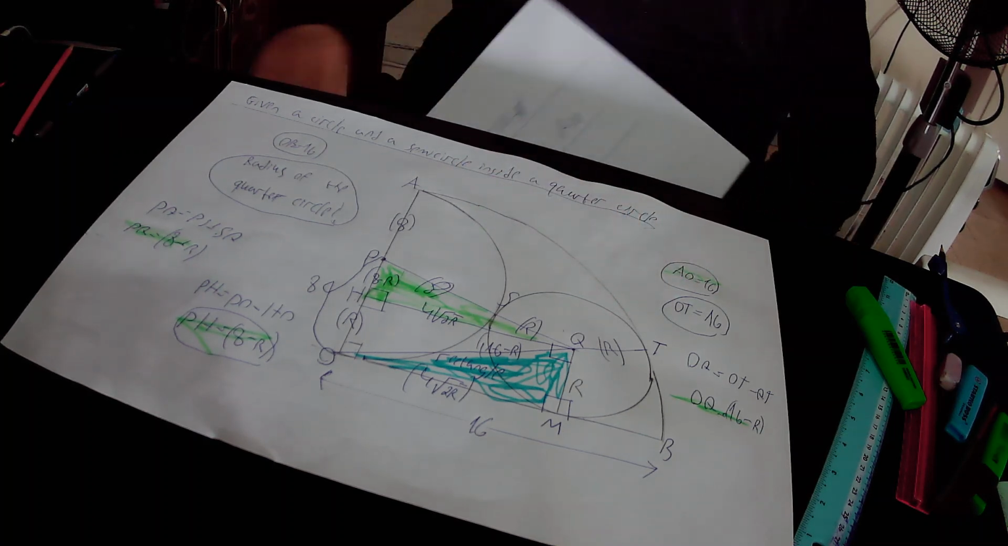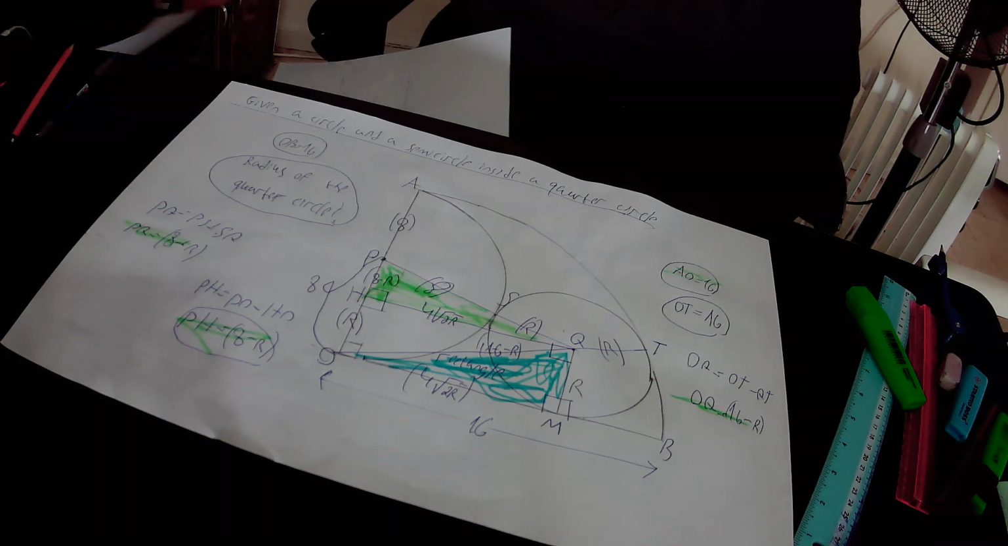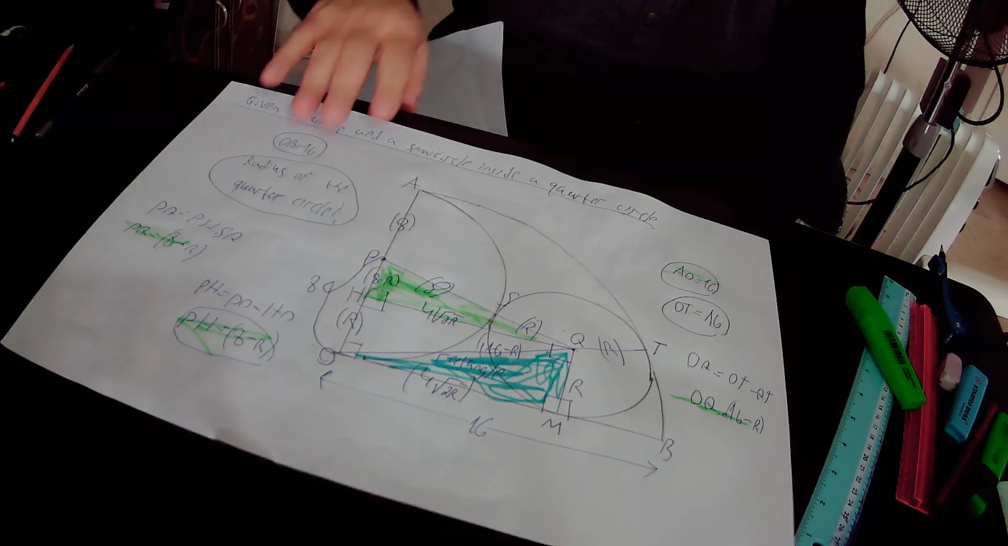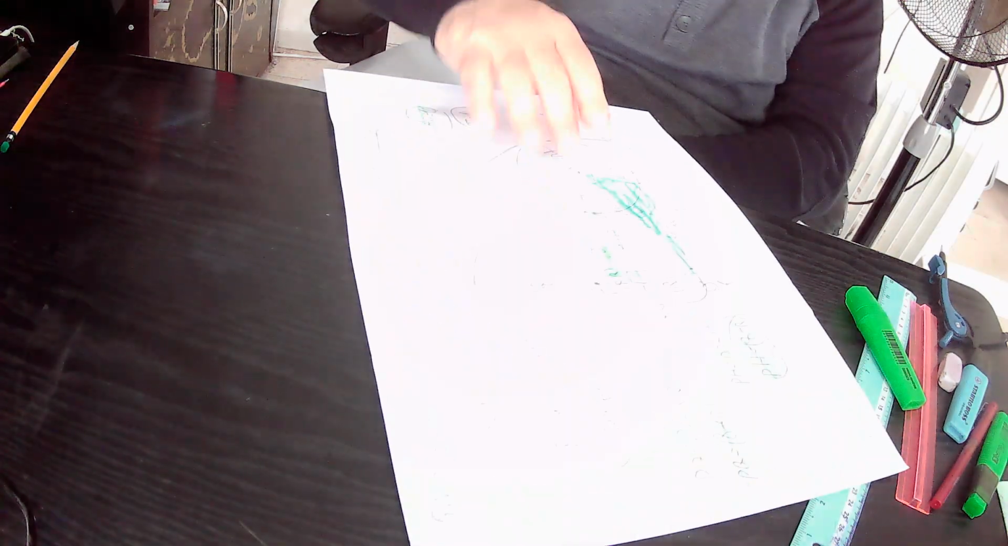So we finished with the first method. In the next step, I presented how to find the radius of this small circle. Actually, we finished with the first question, and then I presented the second question, and we solved the second question in two different methods.